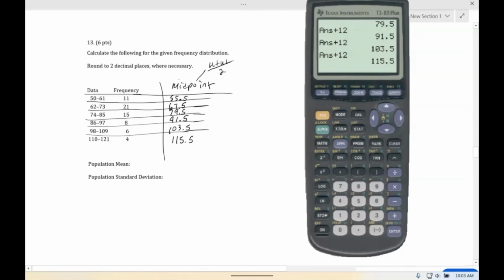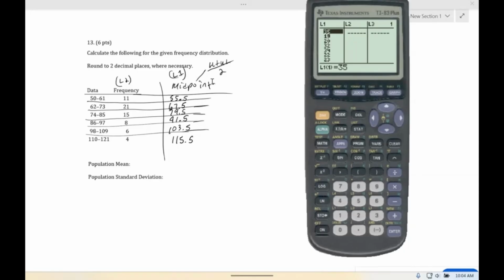So we're going to take the midpoints and put them in as list 1. We're going to put in our frequency as list 2, and then calculate the population mean and standard deviation. So in the calculator, I want to enter the data. I'm going to go into stat and click edit, which is the first option. Remember, to quickly clear a list, I can go to the very top of the list, hit clear and enter. I'm going to put in the data.